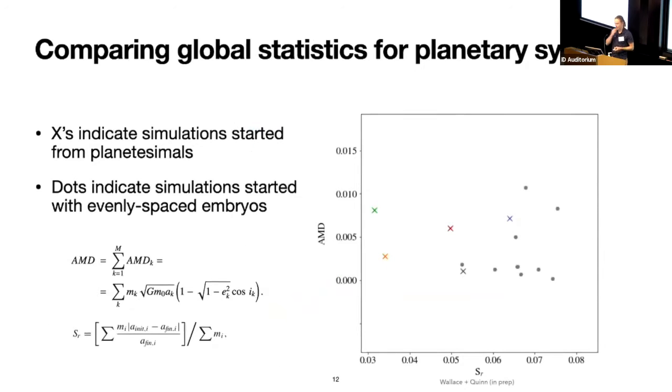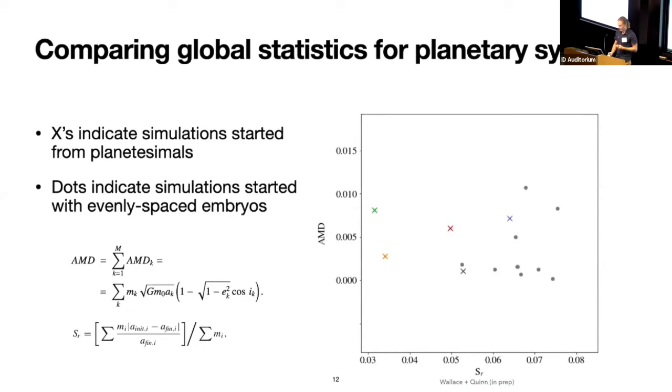So we go through and actually try measuring some global statistics for these planetary systems, sort of one set number you can measure for each system to try to compare how similar it is to another. So I'm showing two quantities here. The y-axis is angular momentum deficit. This is sort of a measure of how eccentric the bodies are in the system, how eccentric their orbits are.